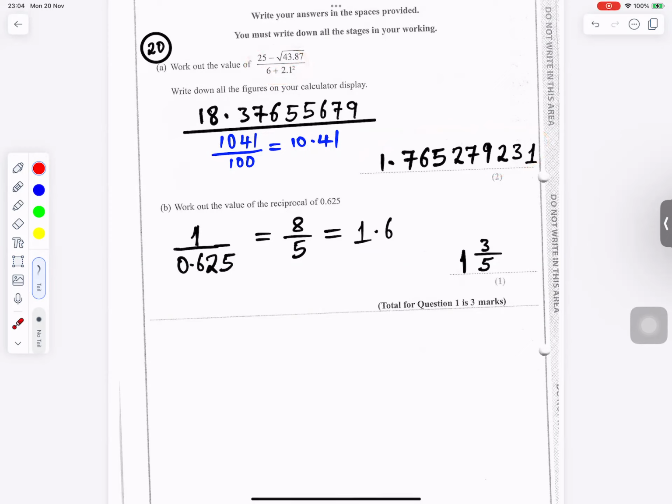Work out the value of the reciprocal. Reciprocal means 1 divided by the number. So 1 divided by 0.625 is 8/5, which is 1 3/5. You can use that button in your calculator to change it to a mixed number.